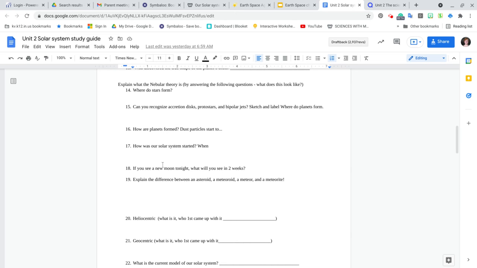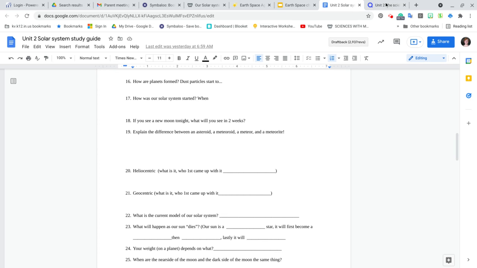Ready for, if you see a new moon tonight, what will you see in 2 weeks? That was also in the Kahoot. Asteroid, meteor, and meteorite. Go back to Quizlet. That would have been in the very first Quizlet that I showed you.